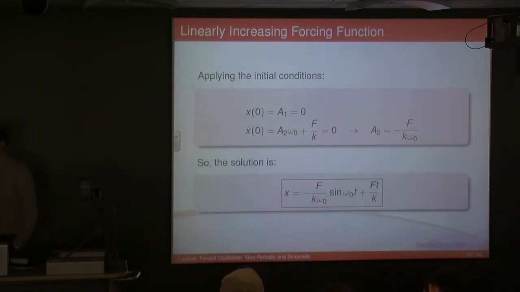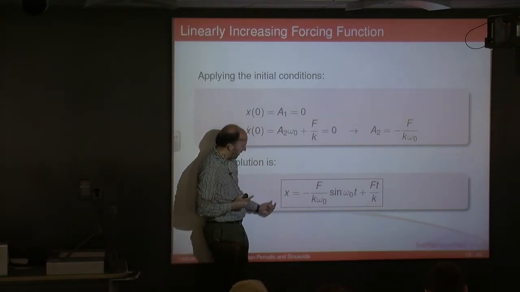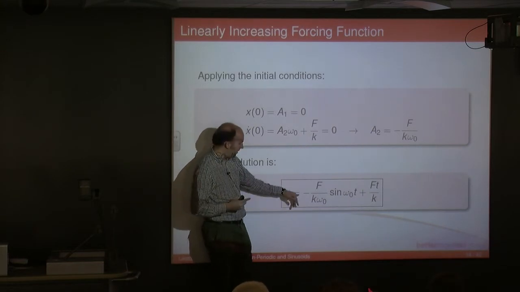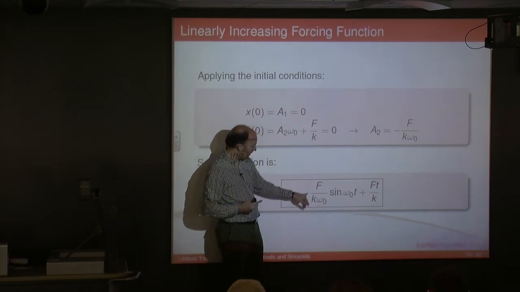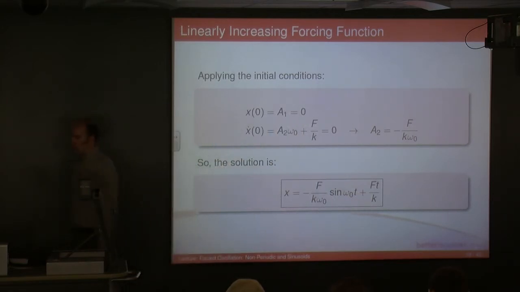And so you can stick that into our general solution and you end up with this as your solution. So there's our a2. a1 was 0, so that gets rid of the cosine term. Here we end up with a sine term multiplied by some amplitude and then plus a ramp function. Okay, a thing that's going to increase as time goes up.